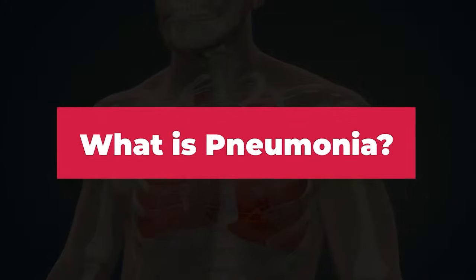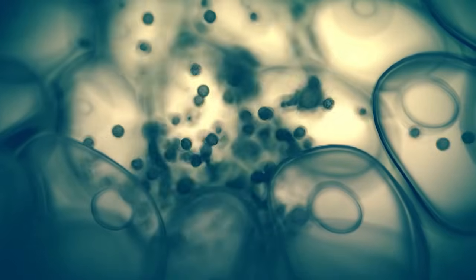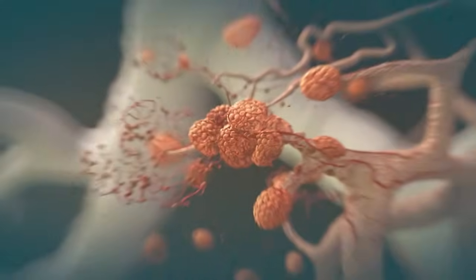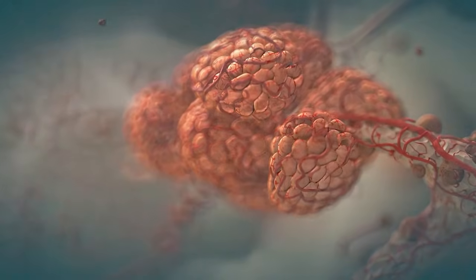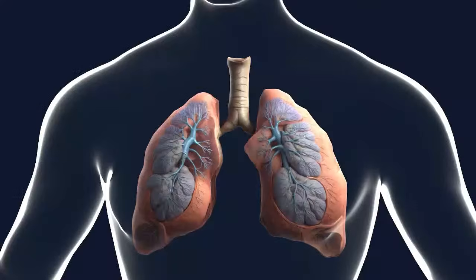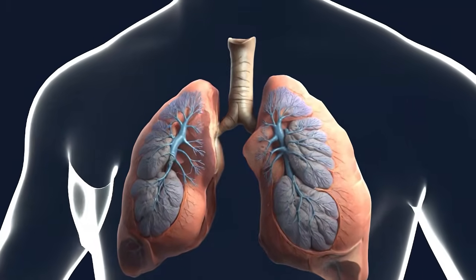What is pneumonia? Pneumonia is a serious infection of the lungs in which the tiny air sacs called alveoli become inflamed and fill with fluid, pus, or mucus. Under normal conditions, these air sacs remain open and elastic so they can efficiently exchange gases. Specifically, oxygen enters the blood and carbon dioxide leaves the body. However, when pneumonia develops, these air sacs become swollen and clogged with infected fluid.